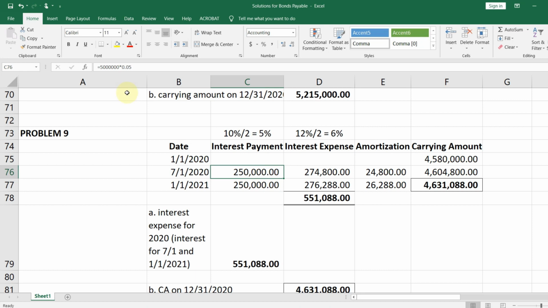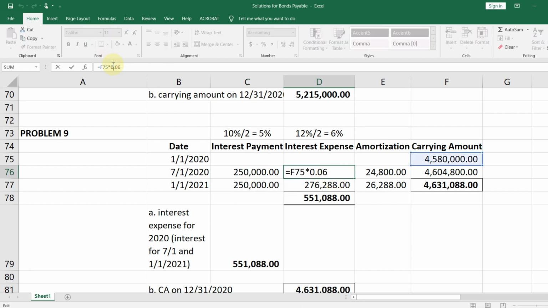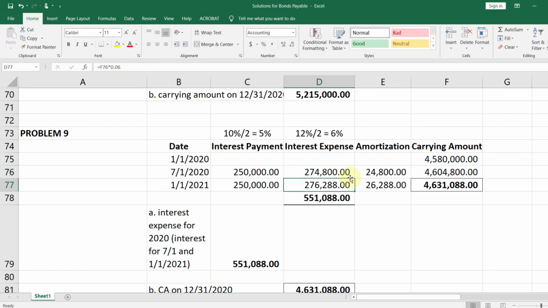Okay? Interest payment is just your face amount times the nominal semi-annual rate na 5%. Okay? You'll get 250. So, that is true throughout the interest periods until maturity date. Sa interest expense naman, you multiply the carrying amount by the semi-annual effective rate, which is 6%. Okay? So, for 4,580 times 6%, you'll get 274,800. Okay, titigil ka ba doon? Hindi po, kasi interest expense for 2020. So, kasama dyan yung pang July 1.